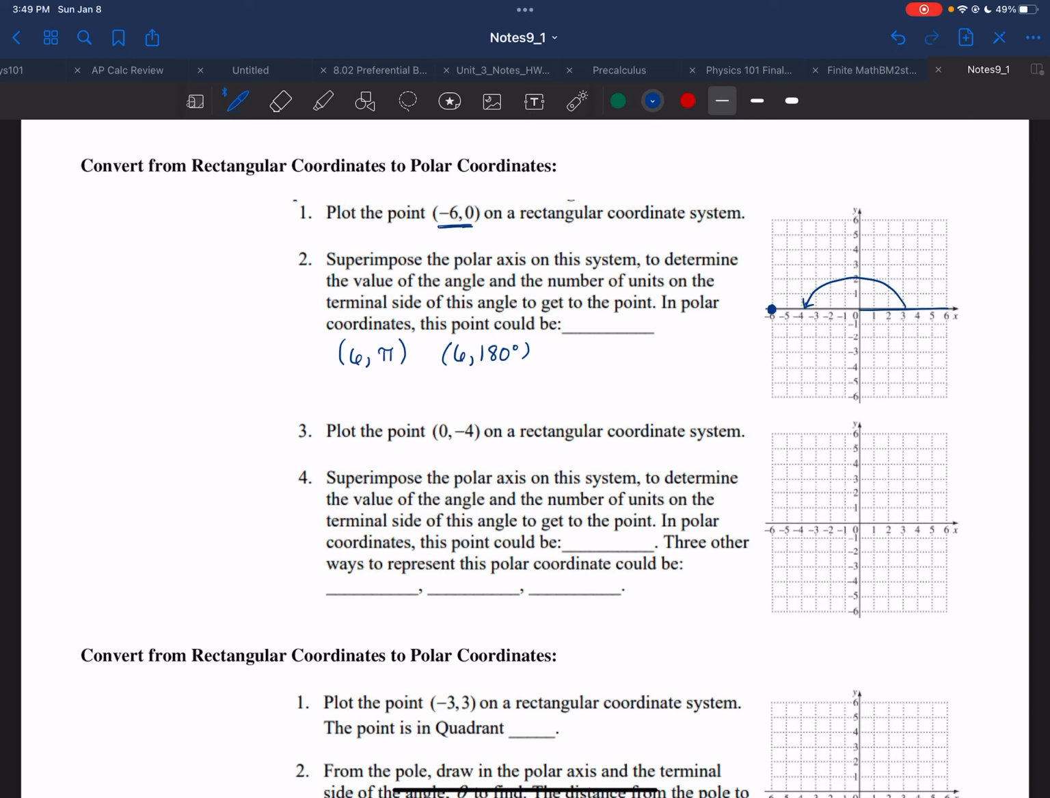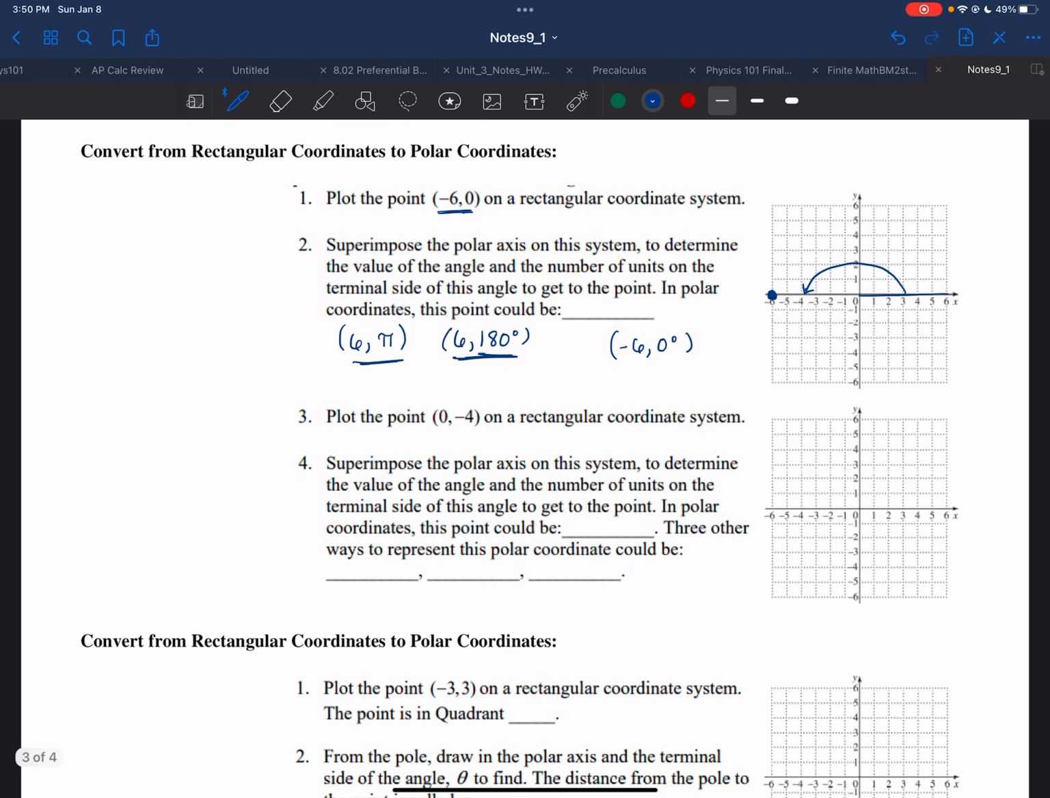There's also one more thing I could do. Remember when we have negative values? What I could do is, because this is on a negative x-axis, I could say it's -6 at 0 degrees, and then that would flip it 180. So probably the most common you're going to see are these two here. There's no reason to make it more complicated if you don't need to.